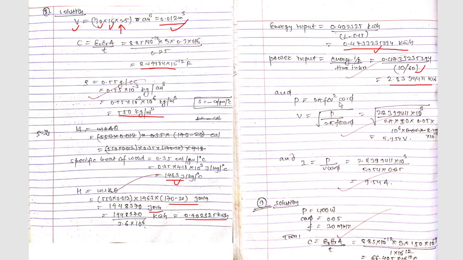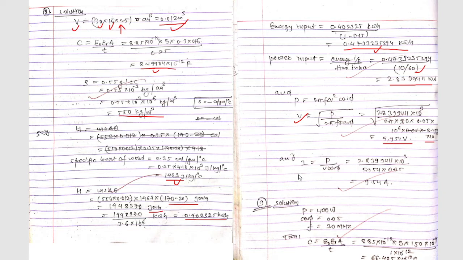And here we have the formula to calculate P. P is 2 pi f c V square into cos phi, and you need to calculate the value of voltage, means V. So V will be root under P upon 2 pi f c cos phi. So we need to substitute all the values here. The value of P is given, 2 pi f is given, and f is given as 30 megahertz, so 30 into 10 power 6, and similarly cos phi is given as 0.05, and the value of C we have obtained as 8.4994 into 10 power minus 12. So we will get the voltage as 5954 volt.